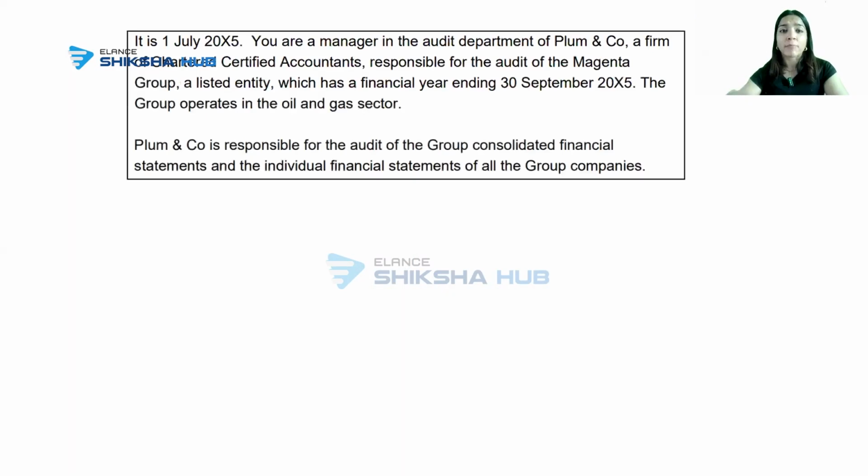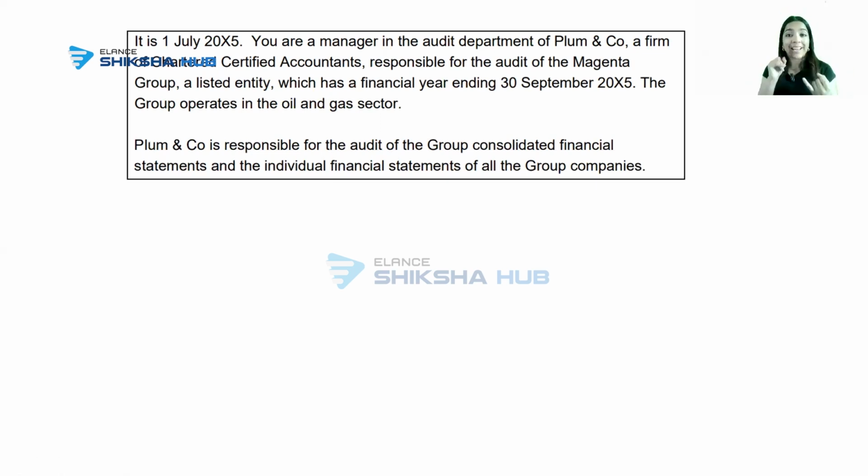Fine. Now let's come to our question which was there in our paper. It is 1st July, you are the manager in the audit department of Plum & Company, a firm of CCA responsible for the audit of Magenta Group, a listed entity which has a financial year ending of 30th September. The group operates in the oil and gas sector. Plum & Company is responsible for the audit of the group consolidated financial statements and the individual financial statements of all the group companies. See how important it is for me to read this particular paragraph.